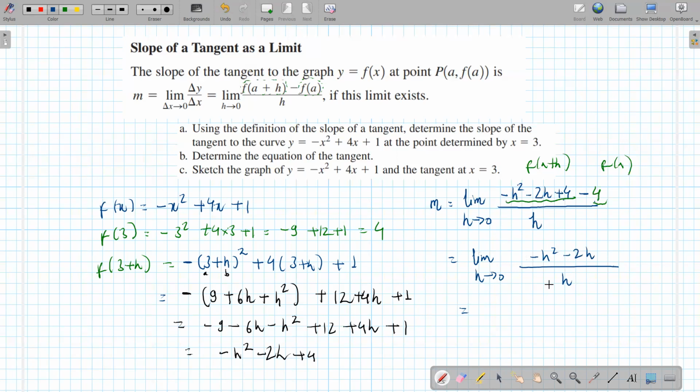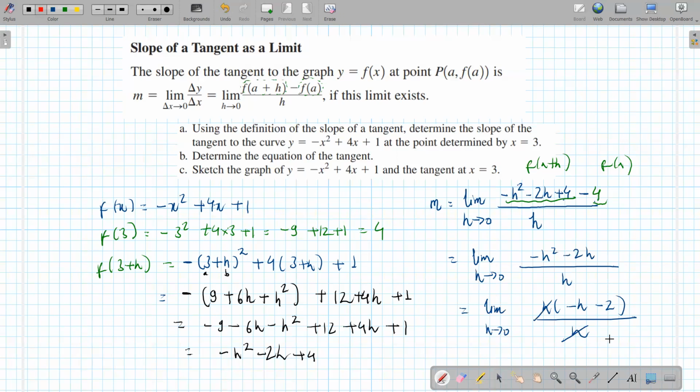Negative 8. Yeah, we can pull out an h or a negative h. So you're left with negative h minus 2, like that, all over h. Can we cancel out the h's? Yes. So here's the idea.